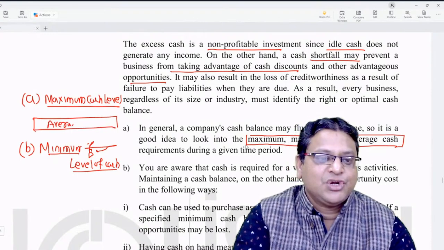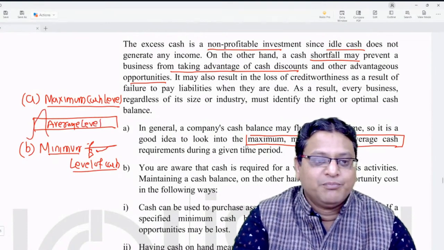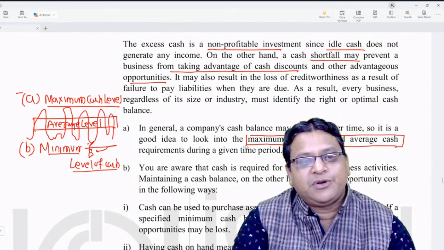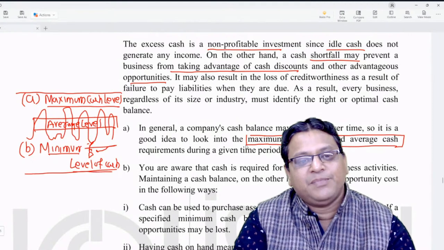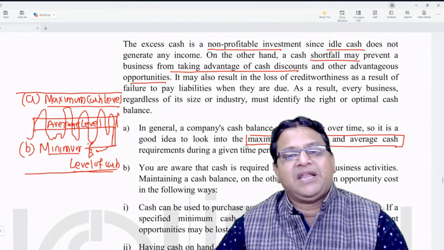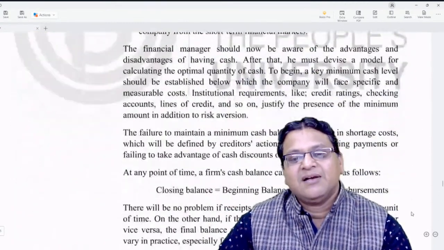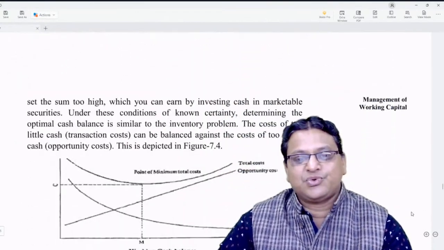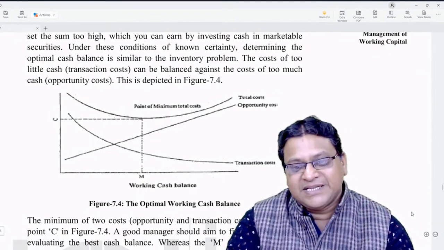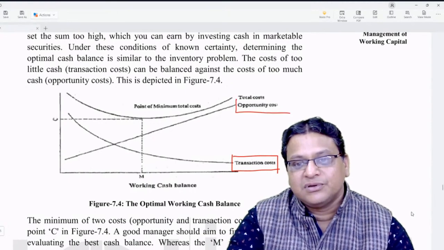Generally, a business should not go beyond the maximum level of cash or below the minimum level of cash. Its cash level will be between the maximum level and minimum level. It must fluctuate between the maximum level and minimum level. This level setting is necessary for cash management, because cash has two types of cost. One is transaction cost, another is opportunity cost.